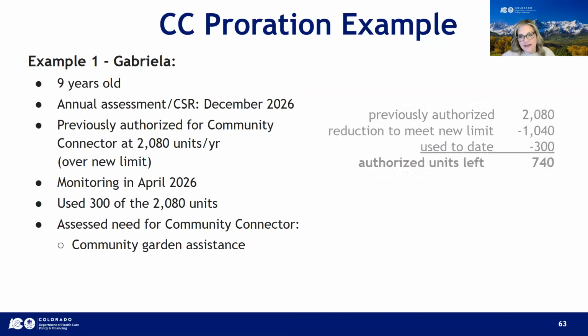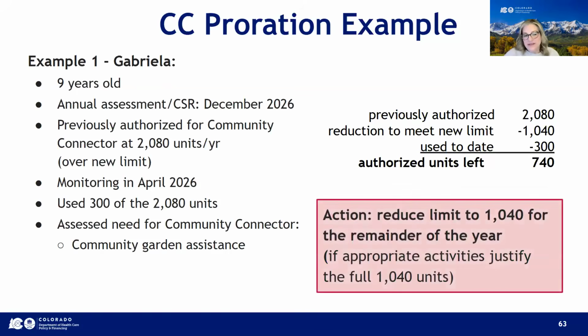Here's what the math looks like. Now think, as a case manager looking through this math that we just talked about, what would the appropriate action be for you to take here? Okay, if you said reduce her limits to 1,040 for the remainder of the year, you are correct, right? That's the action we're taking here to reduce down to that limit.